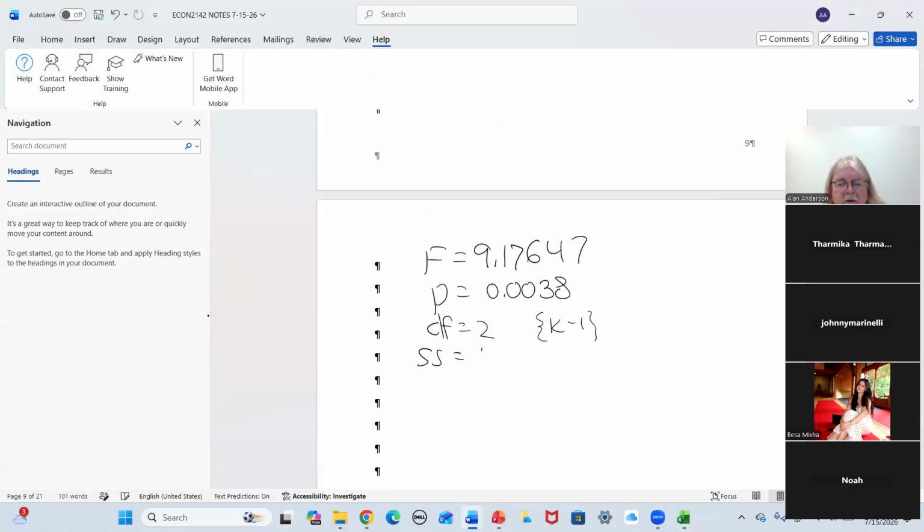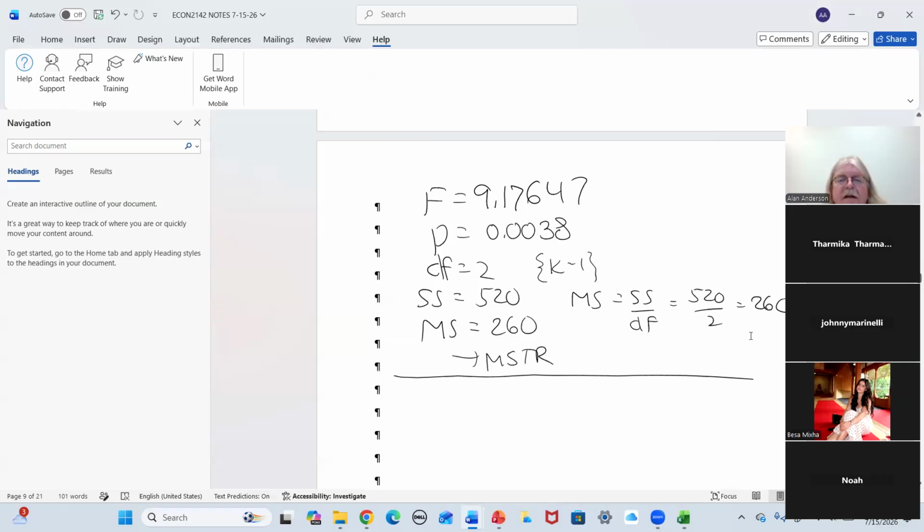SS is 520. And just as a quick reminder, where did they get this from? And also don't forget, this is what this book is calling MSTR. Or, oh, I forgot, I left out the label. So we have DF equals 12, which, if you remember, is NT minus K.